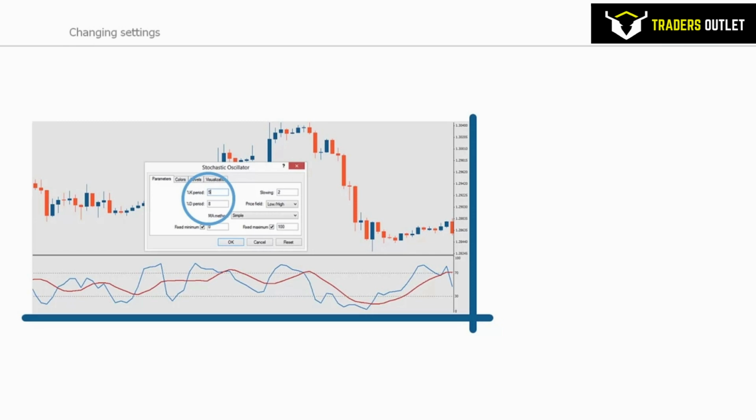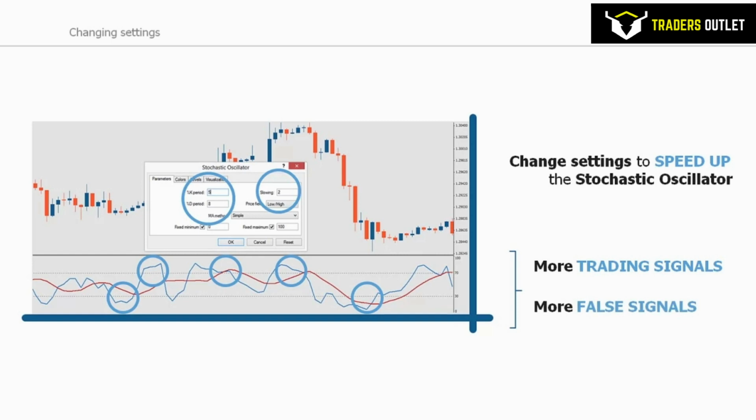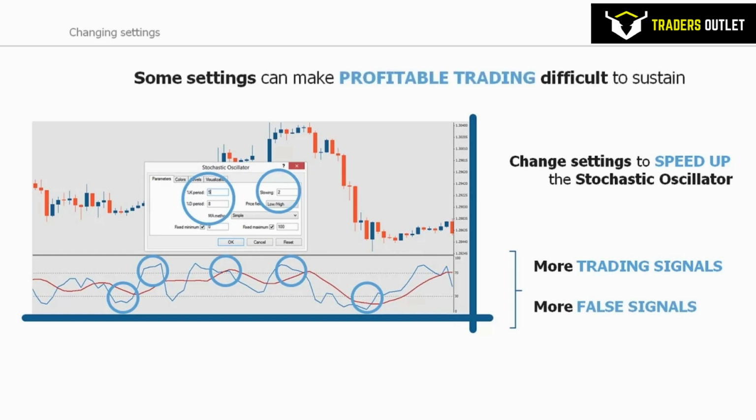Raising the indicator's setting to speed up the lines will cause them to enter the overbought or oversold zones much faster. This will generate more trading signals, however there will be more false signals generated, which can lead to regular losses. This can make any kind of profitable trading difficult to sustain.